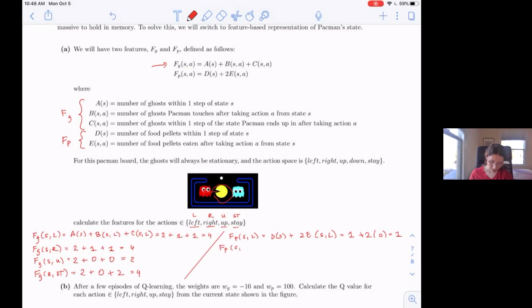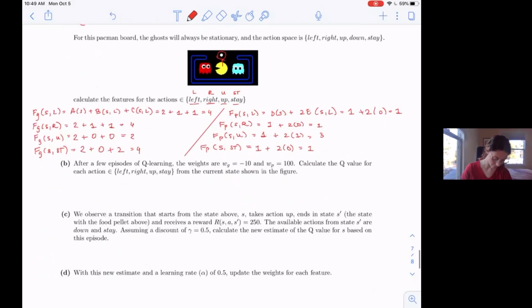FP of state S and action R is going to look really similar. It's just going to be 1 plus 2 times 0 equals 1. FP of the state S and action up is going to be more interesting, because now when Pac-Man moves upwards, there's going to be a food pellet that's within one step, but he's going to also eat a pellet after that one action. So we're going to get 2 times 1 here, which is going to be a total of 3. And finally, FP of state S and the action stay is going to be 1 plus 2 times 0, just 1.